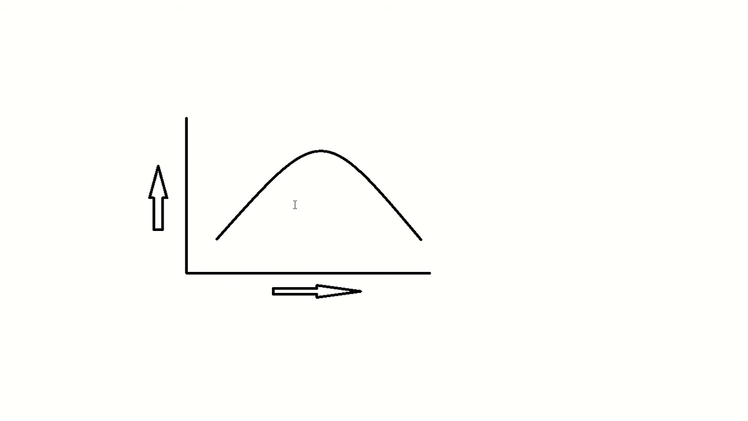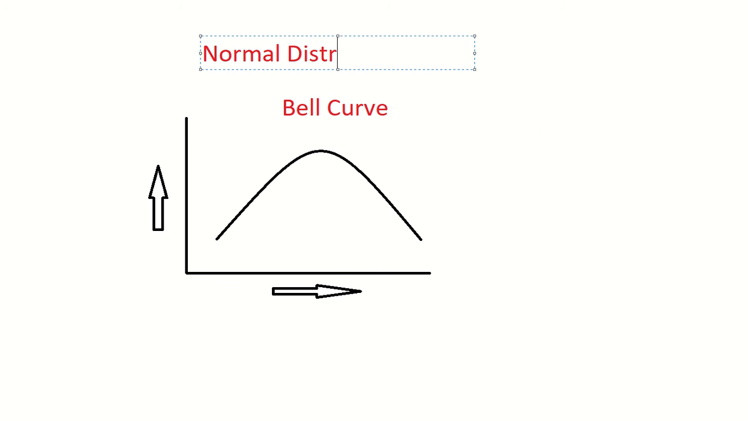Let's talk about a very famous and prominent curve known as the bell curve. The bell curve is also known as normal distribution. Now, the shape of this curve itself gives us a hint as to why it is called a bell curve. Let's go into the details.